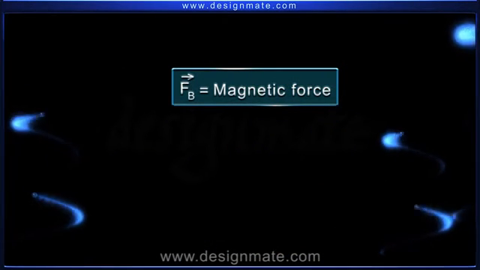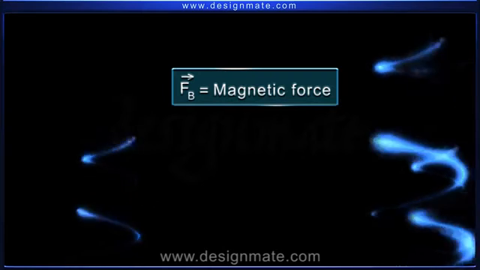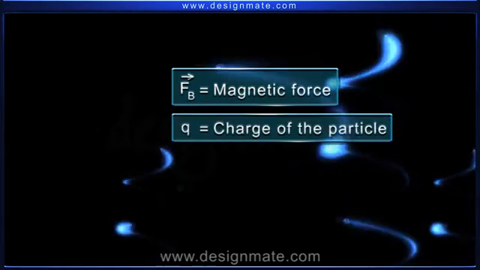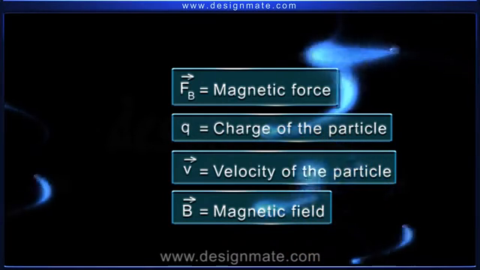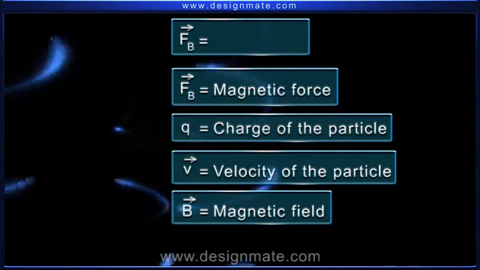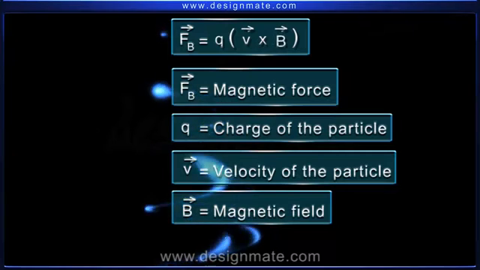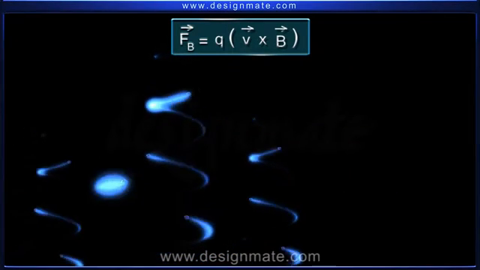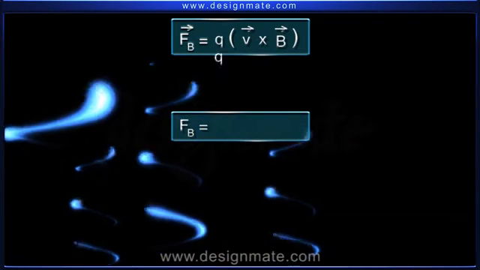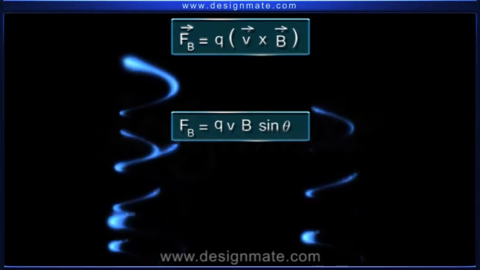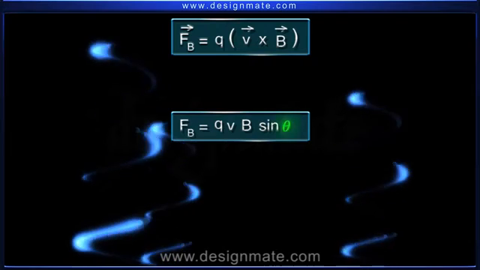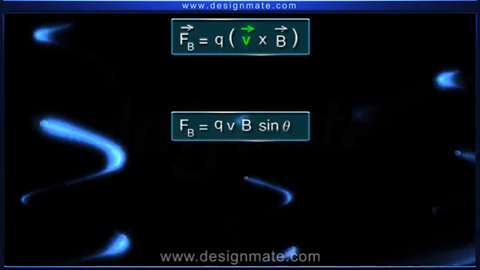We know that the equation of the magnetic force vector Fb, which acts on charge q moving with a velocity vector v in a magnetic field vector B, is vector Fb equals q into vector v cross vector B. Its magnitude can be written as Fb equals qvB sine theta, using the cross product. Here, theta is the angle between the velocity vector v and the magnetic field B.